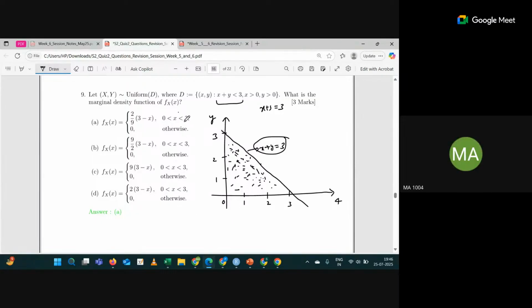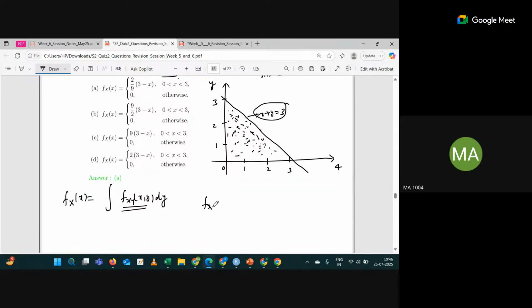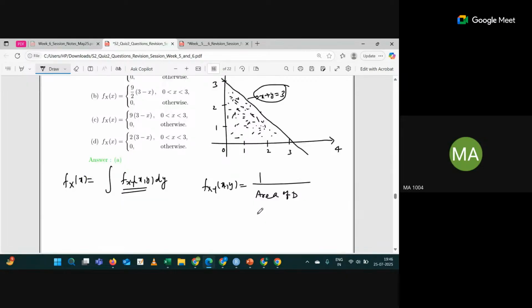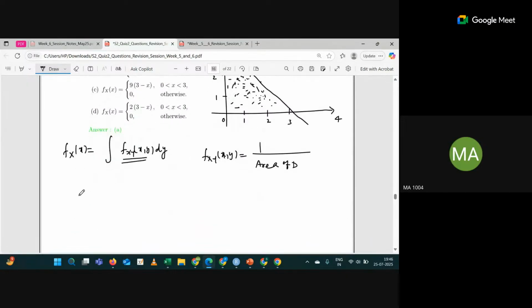Now, first of all, I have to calculate the marginal density of f of x. To calculate the marginal density, I have to integrate the joint density with respect to y. Our first task should be to calculate the joint density. What is the joint density? In this case of D, the joint density is nothing but 1 upon the area of D. And what is the area of D? This is a triangle, so half into base into height, which is 9 by 2.